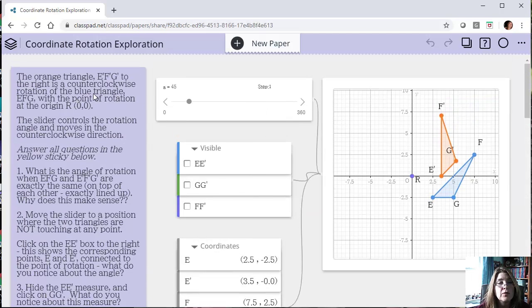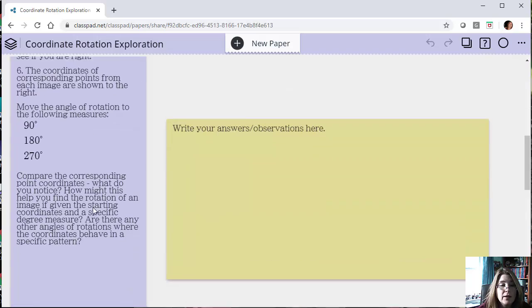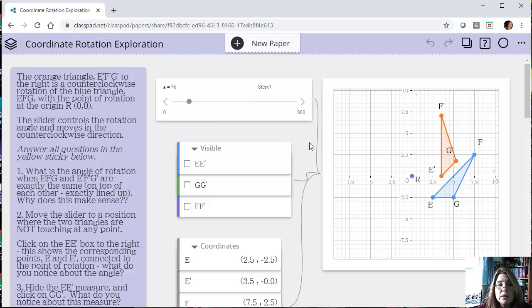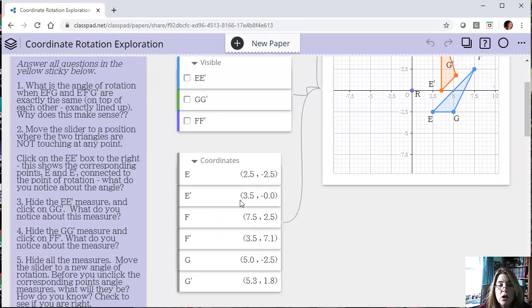So here's the activity. You'll notice down the left-hand side is a description of what's going on. We have this pre-image that's in blue, and its rotated image at the current angle of rotation, which is controlled by this slider here. Then there are some questions, and as students try to answer them, they put their answers here. The idea is, what do you notice as you're rotating? What's happening to the coordinates? The coordinates are listed here, E and its corresponding coordinate in the image, and so forth.